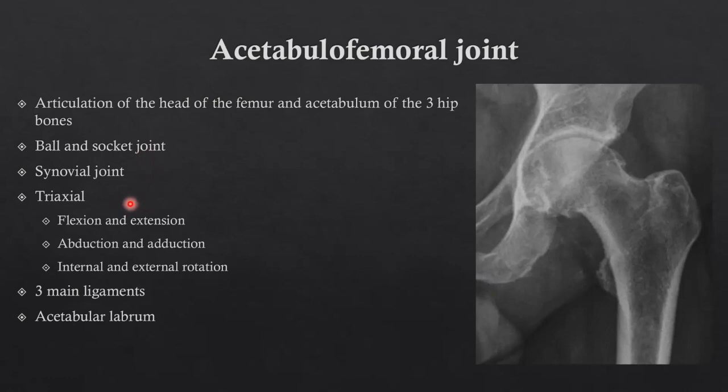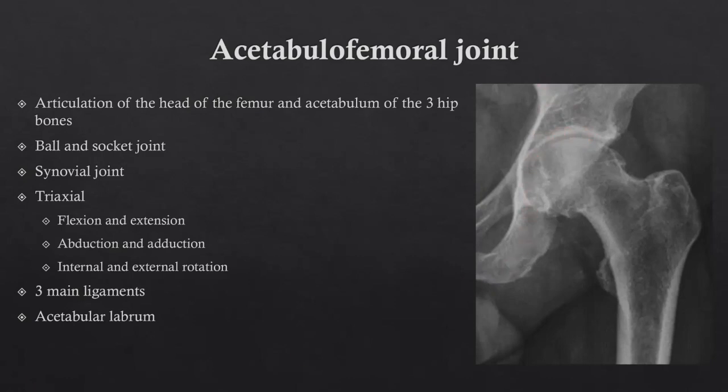This is a triaxial joint, so we have movements about three planes of motion. We're able to engage in hip flexion, hip extension, hip adduction, abduction, as well as hip internal and external rotation. As far as the strong ligamentous support about this region, we'll talk about three main ones.